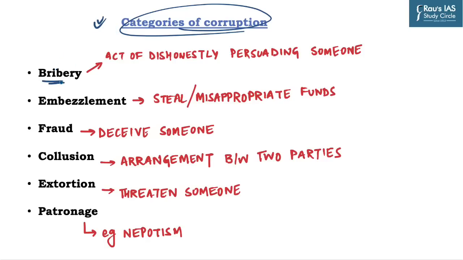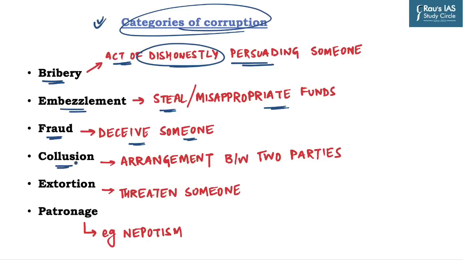The first one is bribery. It involves the act of dishonestly persuading someone to act in one's favor by payment or other inducement, for example, gifts, loans, and fees. The next one is embezzlement. It means the stealing or misappropriation of funds which are placed in one's trust or under one's control. The third one is fraud. It is an act of intentionally or dishonestly deceiving someone in order to gain unfair or illegal advantage. It can be political, financial, or otherwise.